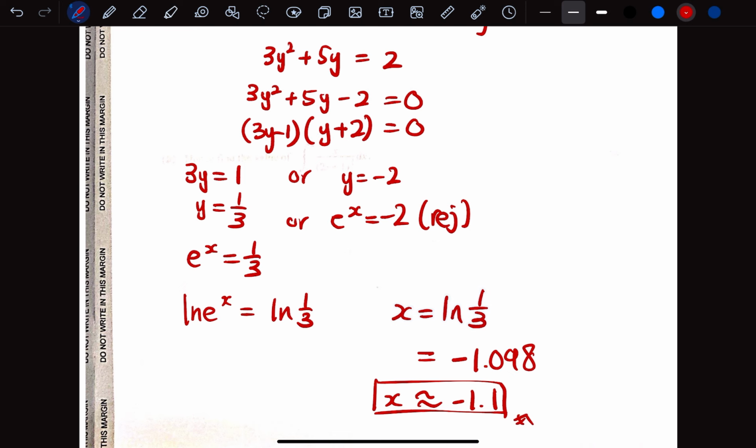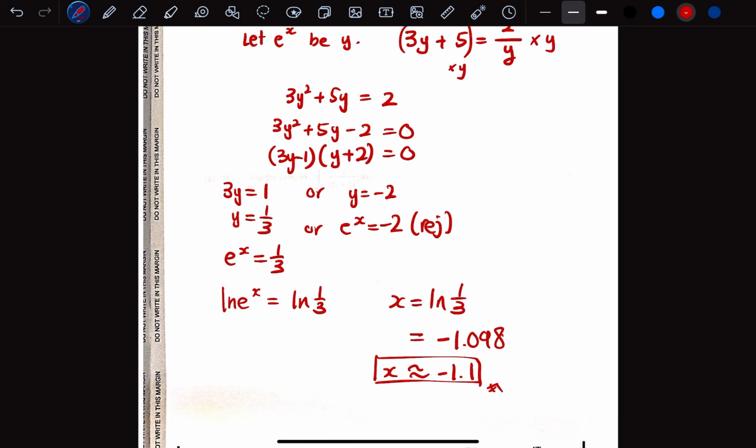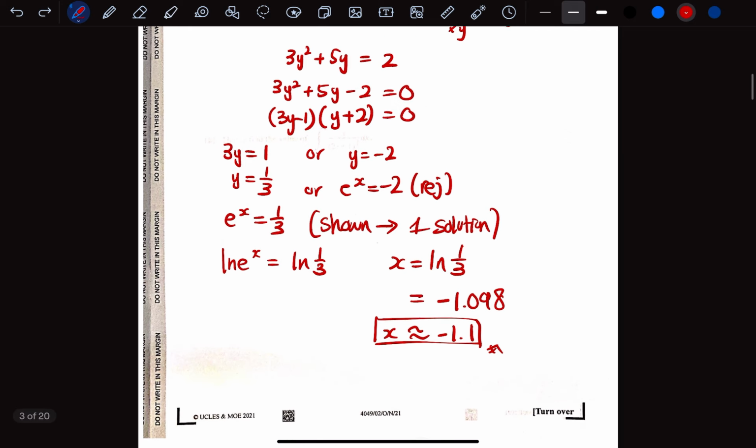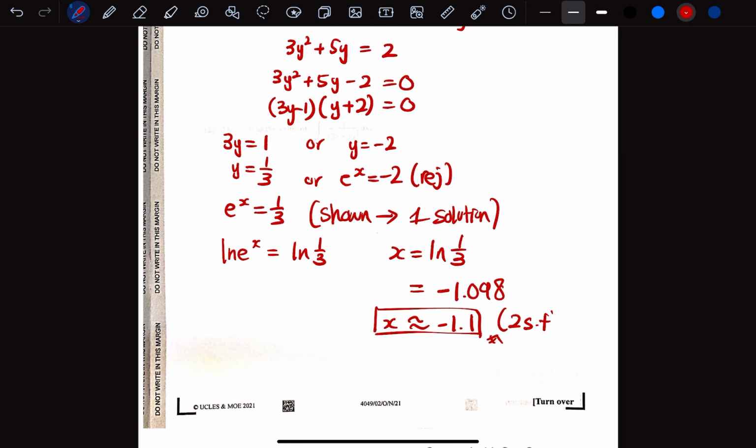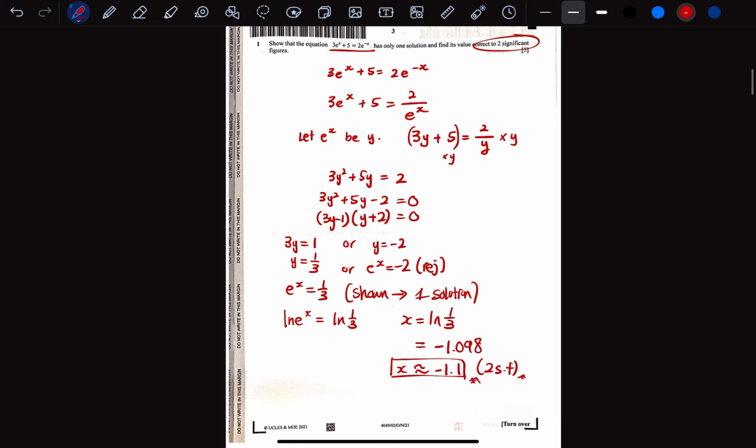And this is how you show that it only has one solution. Here, shown that it only has one solution. And at the same time, we have found our value of x. And we'll write here in two significant figures. And this is how you do question 1.